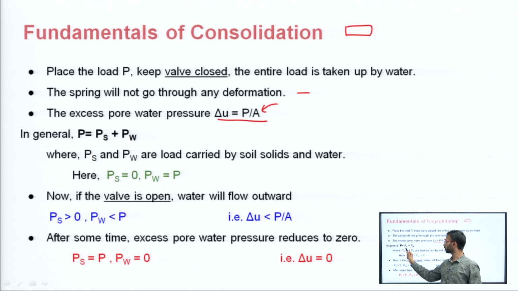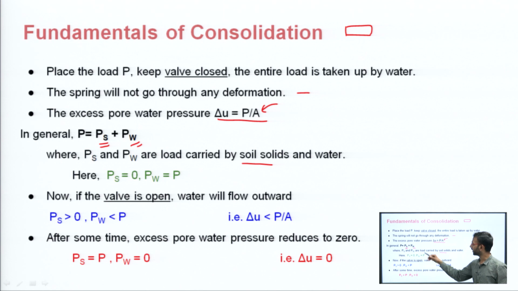In general, P is equal to the load taken up by the soil solids plus the load taken by the water. Here the soil solids are represented by the spring, and the other is the water. Initially the pore water is there, so PW comes out to be P. The entire load is taken up by water, and PS is equal to 0.